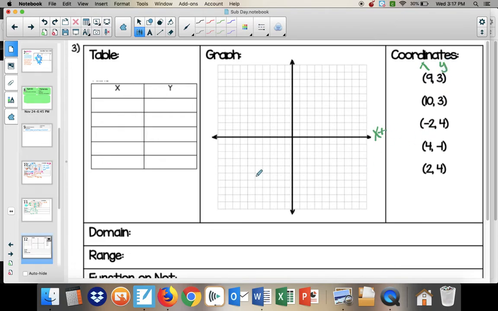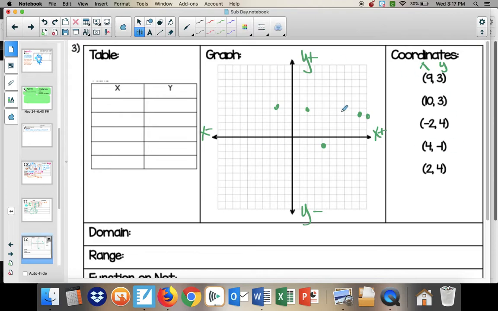X positive is to the right, x negative is to the left. X's go side to side. Y's go up and down. Y positive to the top, y negative to the bottom. So let's go through and graph. 9, 3. 10 by 10. So 9, 1, 2, 3, first one. 10, 3. -2, 4. 4, -1. And then 2, 4.